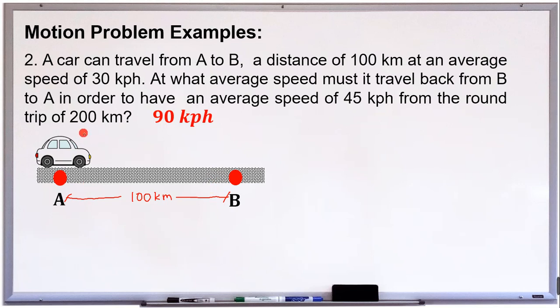So I guess this one is true. It's because the distance from A to B is 100 kilometers. So the round trip will be from A to B and then from B to A. So that is all in all 200 kilometers.